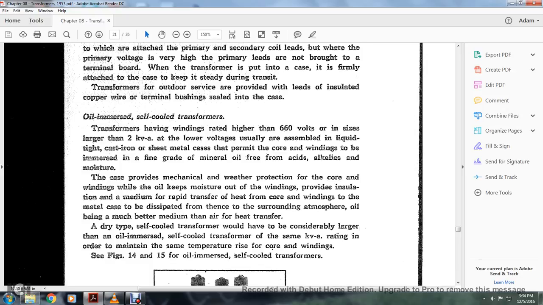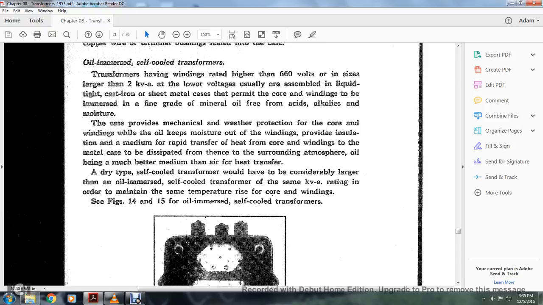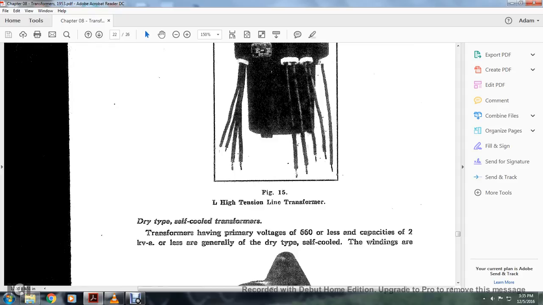The case provides mechanical weather protection for the core and windings of the oil, keeps the moisture out of the windings, and provides the insulation and medium for the rapid transfer of heat from the core and windings to the metal case, which is dissipated to the surrounding atmosphere, oil being much better than air as a medium for heat transfer. A dry type self-cooled transformer would have to be considerably larger than the oil immersed self-cooled transformer of the same kilovolt-ampere rating in order to maintain the same temperature rise at the core and windings. Figures 14 and 15, the oil immersed self-cooled transformer.